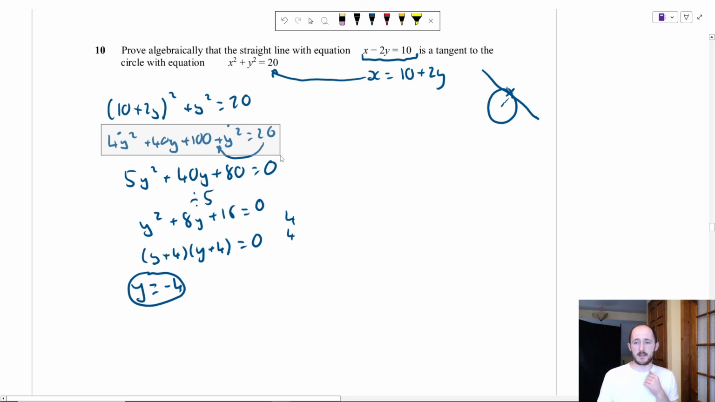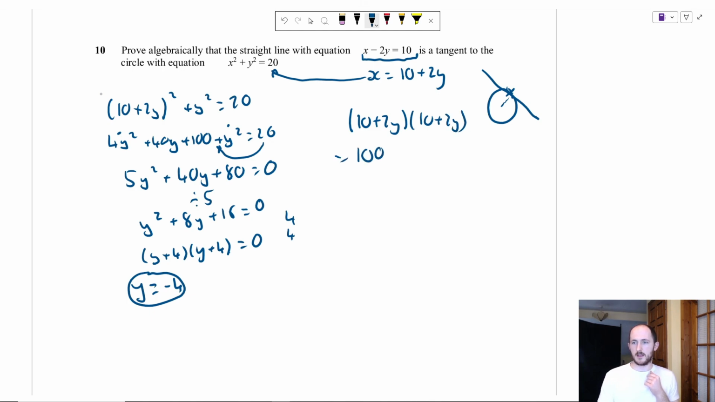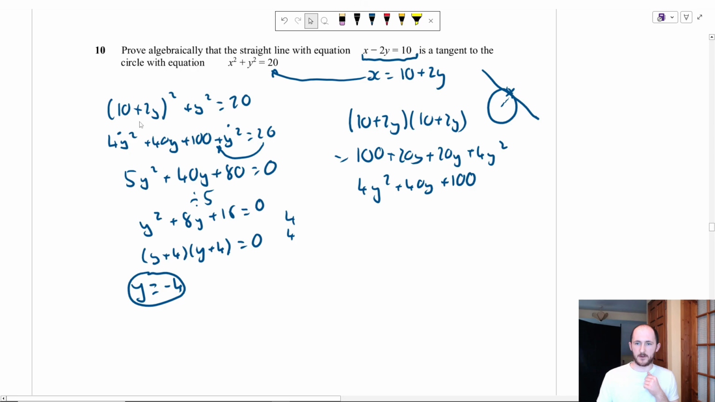So, sorry, Lena, is it this part here that you're unsure of? If so, all I've done is expanded this bracket. So, if I do that a bit more slowly, 10 times 10 is 100. 10 times 2y is 20y. 2y times 10 again is 20y. So then when you combine it all together, you get 4y squared plus 40y plus 100. So that's where that came from. So these three terms just come from this. Yeah, it's FOIL. I just did it all in one go.